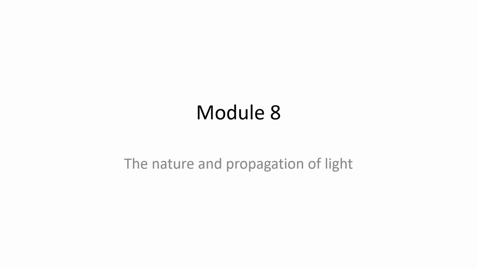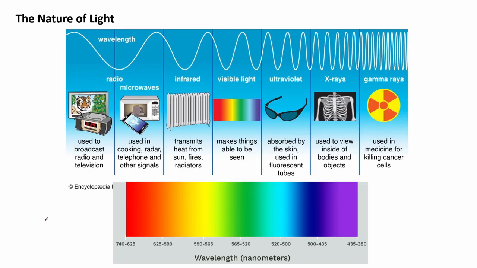In this module, we will talk about the nature of light and how it propagates. Light, or visible light, is an electromagnetic wave. Shown here in the figure are different wavelengths with some of its applications. We see that on the left are wavelengths that are greater than 740 nanometers. The applications for these waves are in microwaves and radio signals.